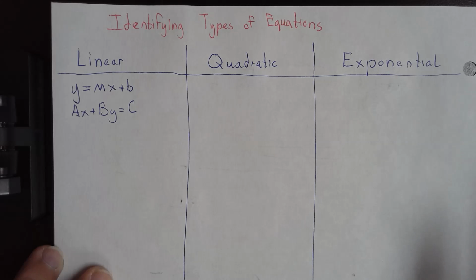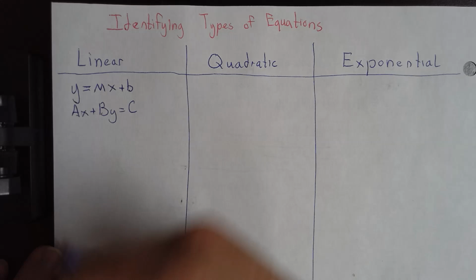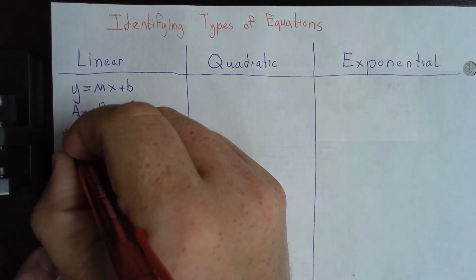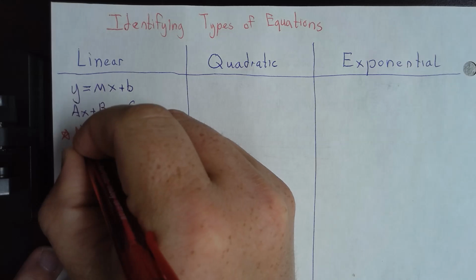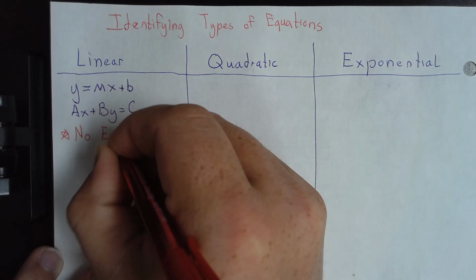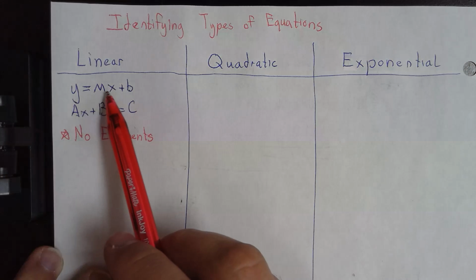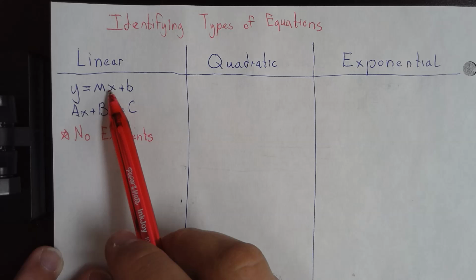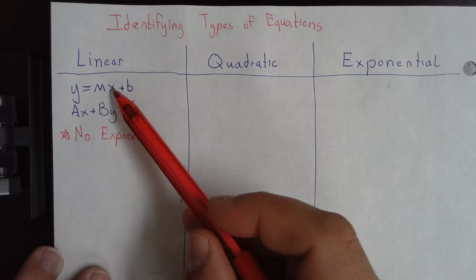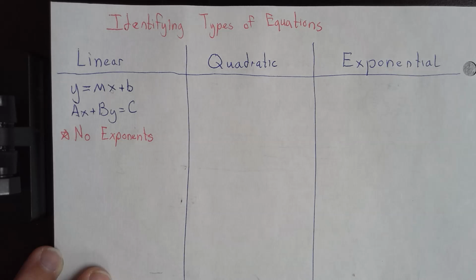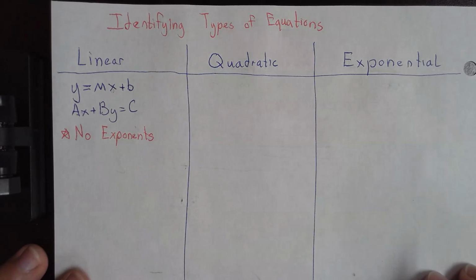For linear, there are 2 things that we want to identify to make sure an equation is a linear equation. The first is that there are no exponents, meaning everything is to the first power, and specifically our variables. This has to be just a regular x. It cannot be x squared or x cubed. It has to be to the first power.